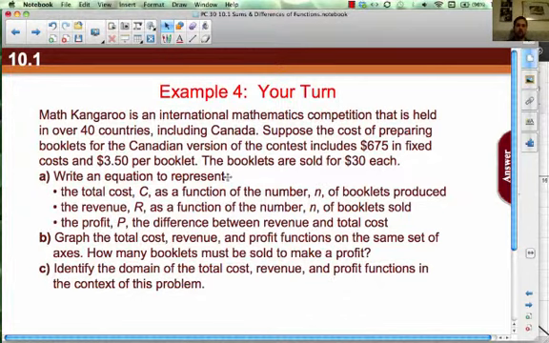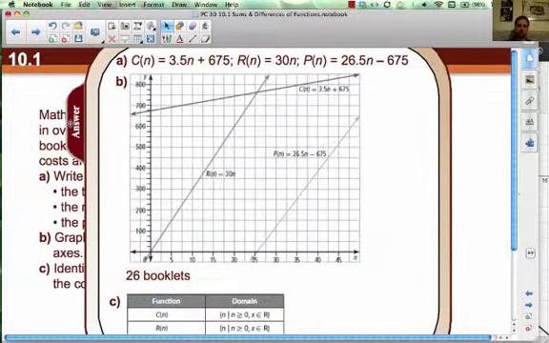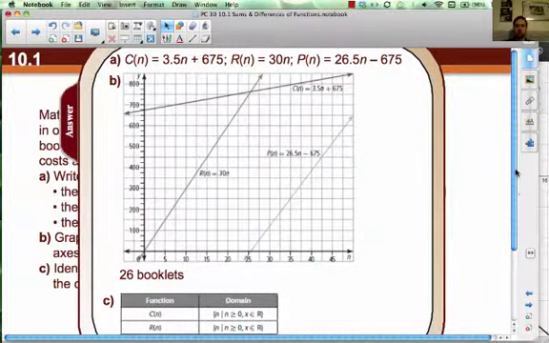So here's one for you to give a try to. So you can go ahead and hit pause, and the answer will be ready for you when you come back. So hit pause now. There's the answer. So here's your cost function. Here is your revenue function. Here's your profit function, which is obviously the difference between the two. And then here's all three graphed.